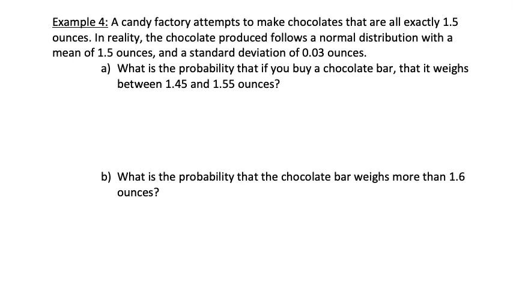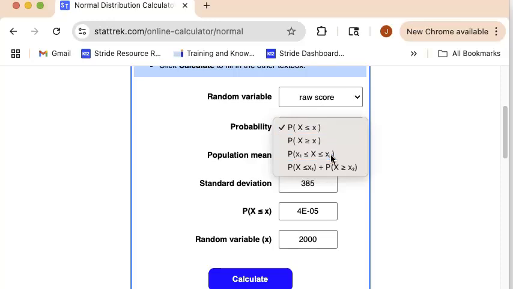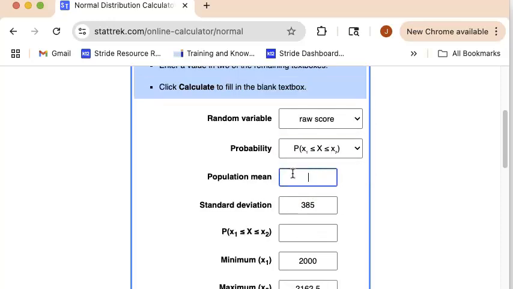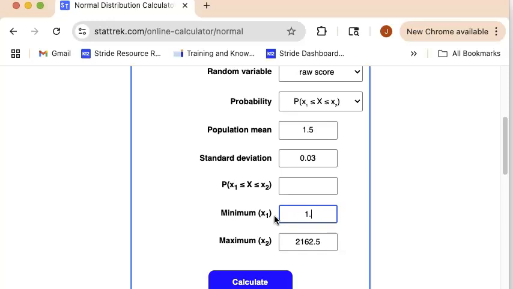So, what is the probability that if you buy a chocolate bar, it weighs between 1.45 and 1.55? So, let's highlight the key numbers. We've got 1.5, this is the mean, 0.03 is the standard deviation, and we want in between 1.55 and 1.45. So what I'm going to do is I'm going to go back over here, I'm going to change this to a range, I'm going to say my population mean was 1.5, the standard deviation was 0.03, and I wanted in between 1.45 and 1.55.